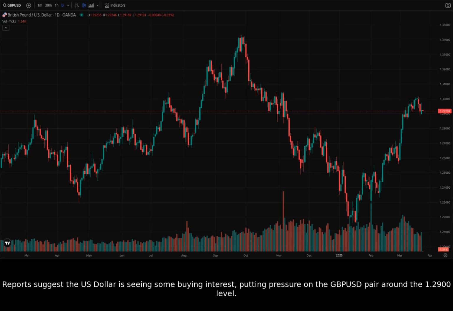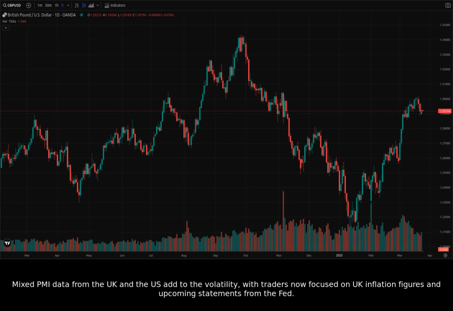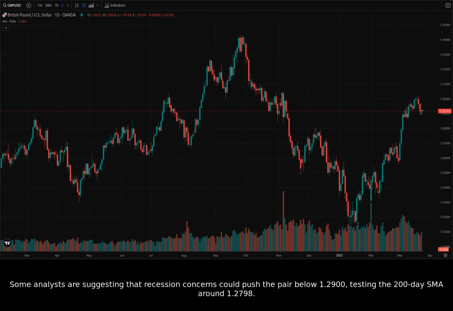Reports suggest the US dollar is seeing some buying interest, putting pressure on the GBPUSD pair around the 1.2900 level. Trump's tariff policies are a major factor, creating uncertainty for the UK economy. Mixed PMI data from the UK and the US add to the volatility, with traders now focused on UK inflation figures and upcoming statements from the Fed. Some analysts are suggesting that recession concerns could push the pair below 1.2900, testing the 200-day SMA around 1.2798.